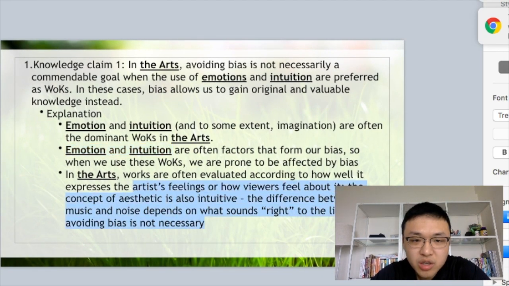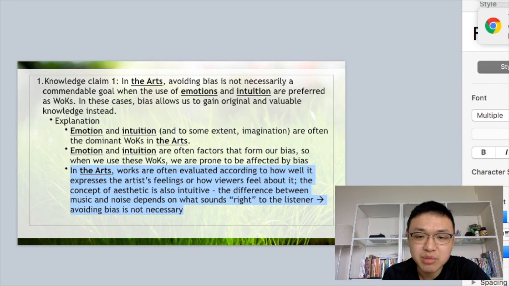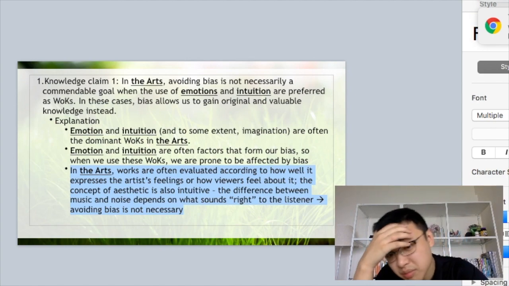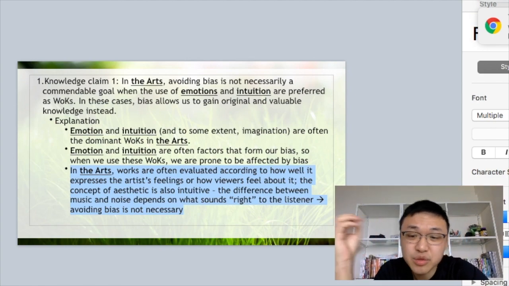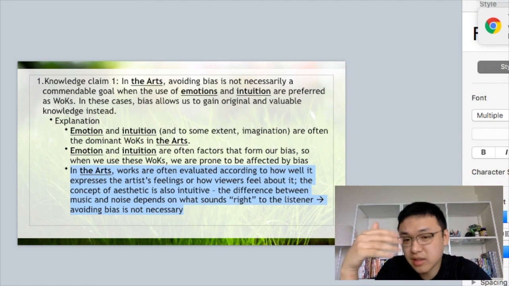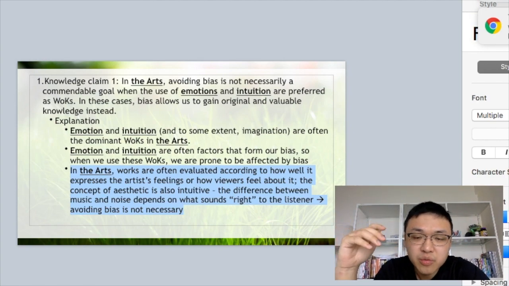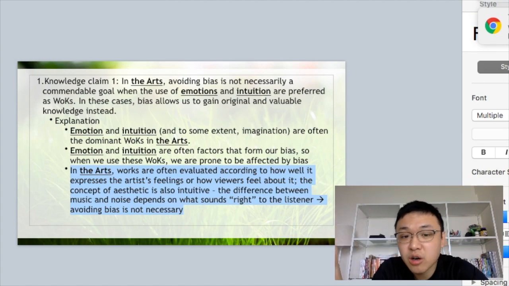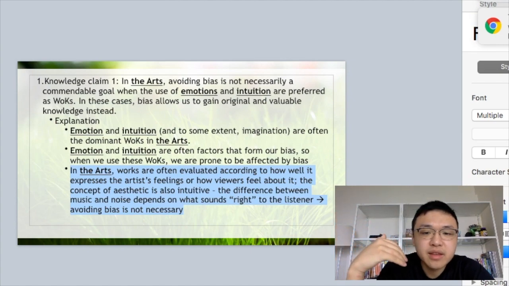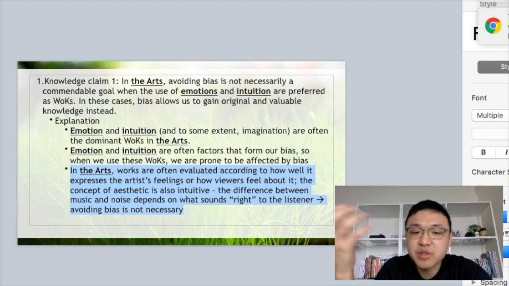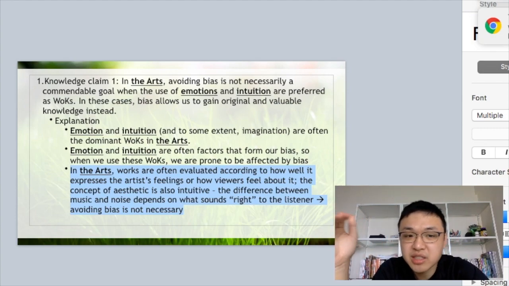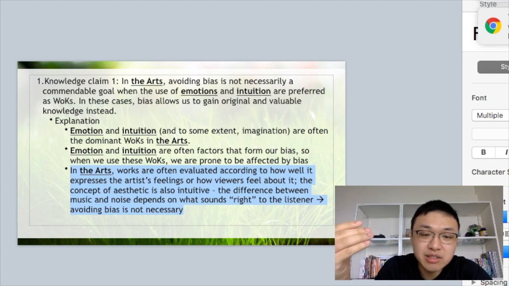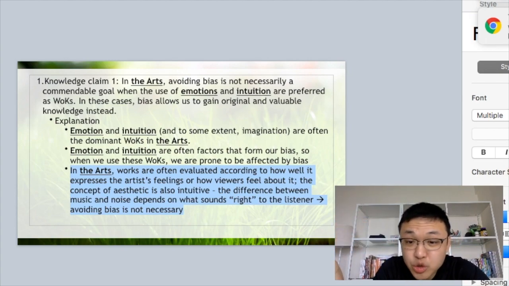So in the arts, works are often evaluated according to how well they express the artist's feeling or how the viewers feel about them, right? So that's very obvious. I think there are a lot of examples for this. Like people from different cultures have vastly different tastes in music, right? It's just like how in arts, a piece of work, it could be music, it could be an artwork, there's a big difference between how different people interpret it because it's based on different people's backgrounds and their cultural upbringing, really.